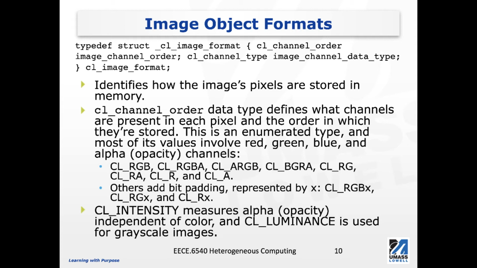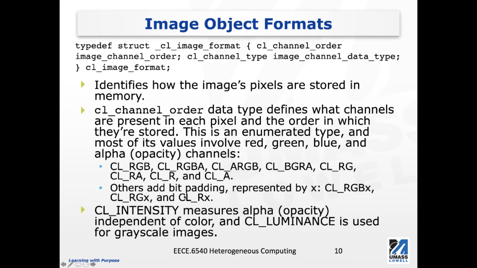This is an enumerated type, and most of its values involve these basic colors and also the alpha information, which is the opacity information. So you may have CL_RGB. From the name, you can tell that this is where we want to store the color information in the order of red, green, and blue. And this one, CL_RGBA, is to store the color information red, green, blue, followed by the alpha. So as you can see, we have different ways to store this information in different sequences, and we use these predefined values to indicate that.